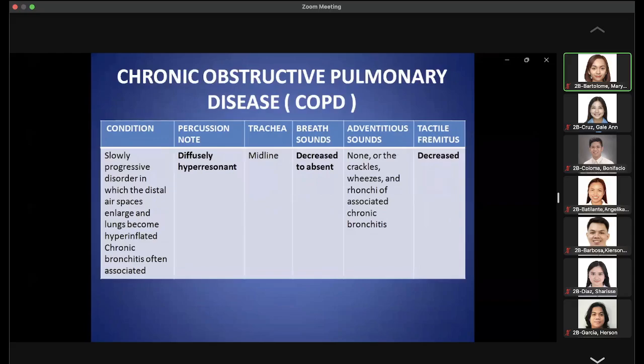So how about in COPD or chronic obstructive pulmonary disease? In this disease, there is a slowly progressive disorder in which the distal air spaces enlarge and lungs become hyperinflated, or there is air trapping inside. So on percussion, because of air trapping, there is diffuse hyperresonance, with decreased to absent breath sounds and a decreased tactile fremitus.